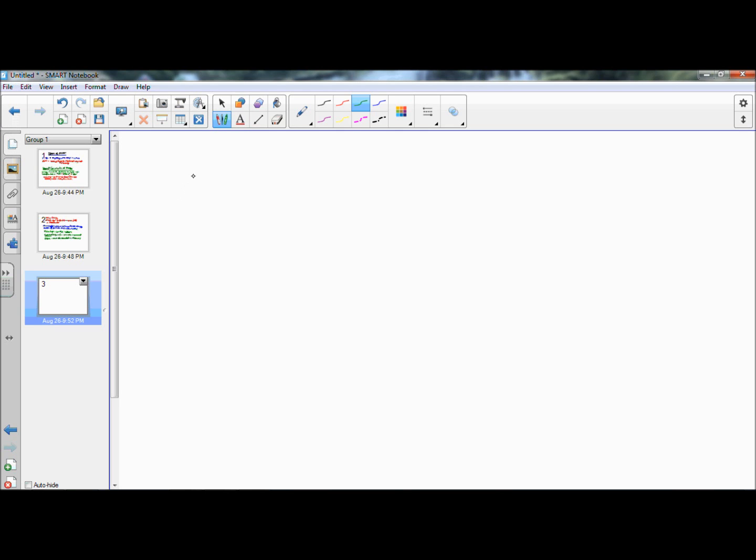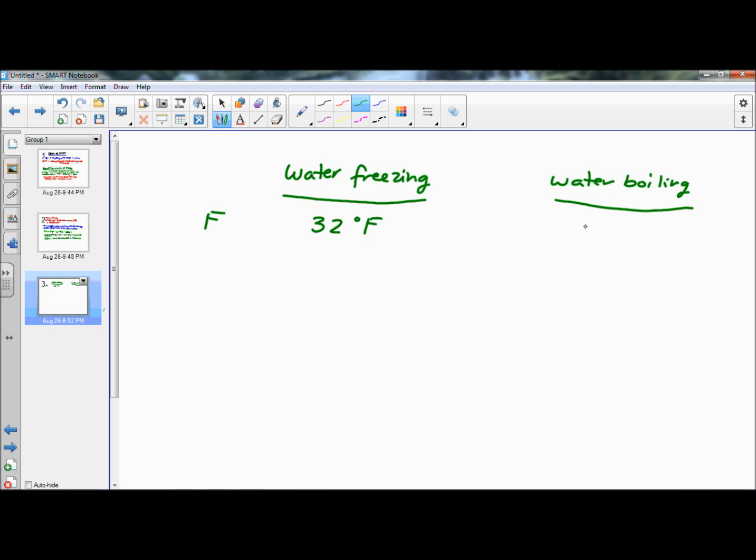If we have water freezing and water boiling, let's look at the temperature that it freezes at on each of the different scales. On the Fahrenheit scale, water freezes at 32 degrees Fahrenheit. Water boils at 212 degrees Fahrenheit. On the Celsius scale, water freezes at 0 degrees Celsius and boils at 100 degrees Celsius.